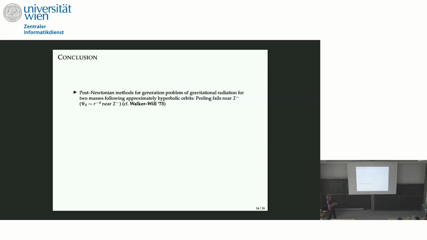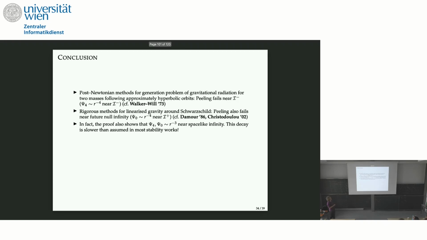Okay, so let me just quickly conclude. These post-Newtonian methods, which you have raised doubts about, which is of course perfectly fine, should be checked better, but they produce that peeling fails near scri minus. It gives us some failure of peeling. And I just assume these rates to set up some scattering problem to also prove that psi naught decays like r to the minus 4 near scri plus. And heuristics for this have also already appeared much earlier.